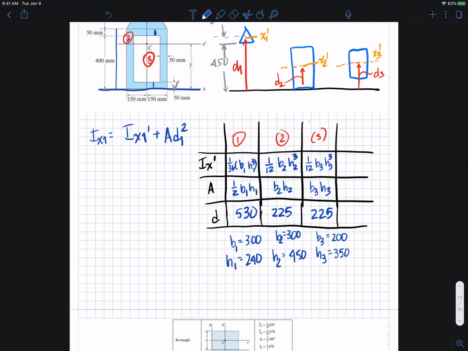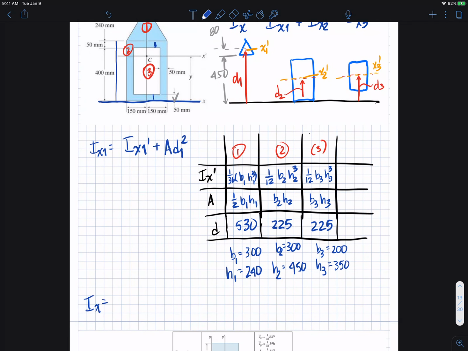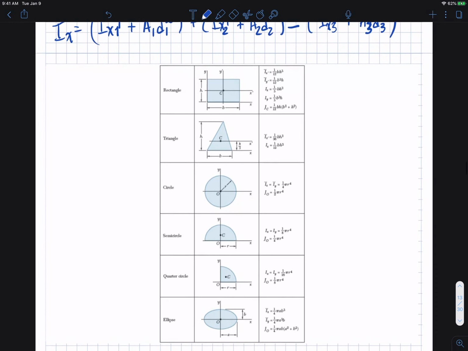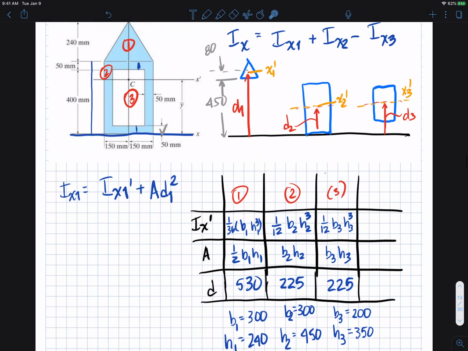So now, if you're going to calculate the total moment of inertia with respect to the x-axis, it would be Ix1 prime plus A1 D1 squared, plus Ix2 prime plus A2 D2 squared. And now minus, because we're subtracting out that inner hole, Ix3 prime plus A3 D3 squared. There you go. And again, the idea is that you'll be given this table, not expecting you to memorize all these moment of inertia formulas for simple shapes, but the idea is that you'll be able to apply them like we've done here.